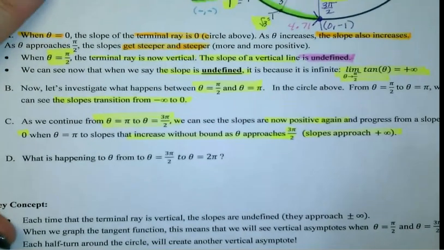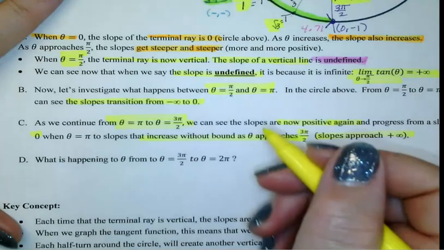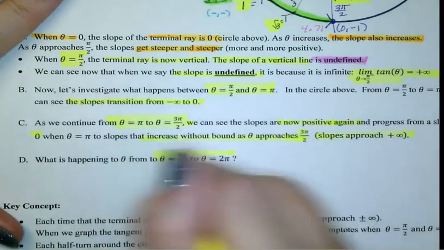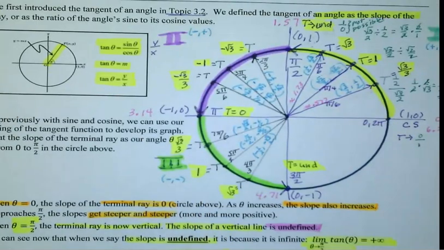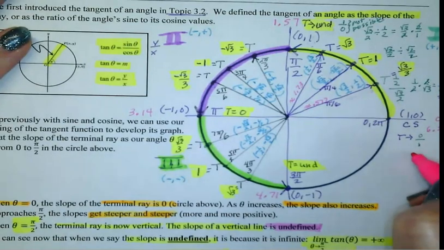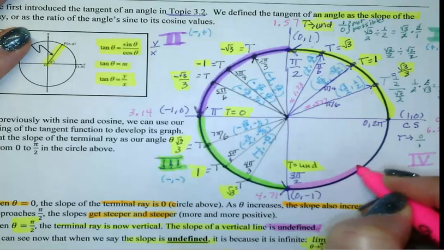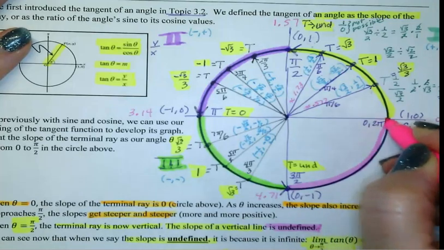All right, so then let's look at the fourth quadrant. So what is happening from when theta is 3 pi over 2 to getting back to the original part of the graph? So what is happening in those situations? That means we're going to be looking in quadrant 4, starting here at 3 pi over 2 and moving around here to the start.